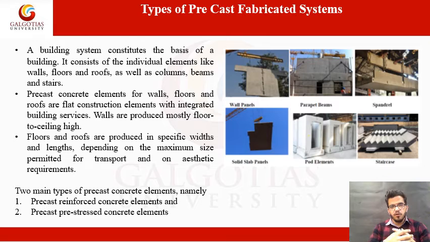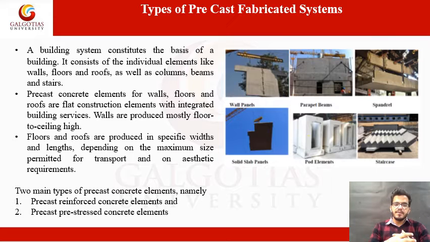When we talk about the different types of precast fabricated systems that are used in prefabricated construction methods, we have wall panels, parapet beams, spandrels, solid slabs, pods, and staircases. These are all the basic systems that are involved in precast fabricated construction methods. A building system constitutes the basics of a building. It constitutes the individual elements like walls, floors, and roofs, as well as columns, beams, and stairs.